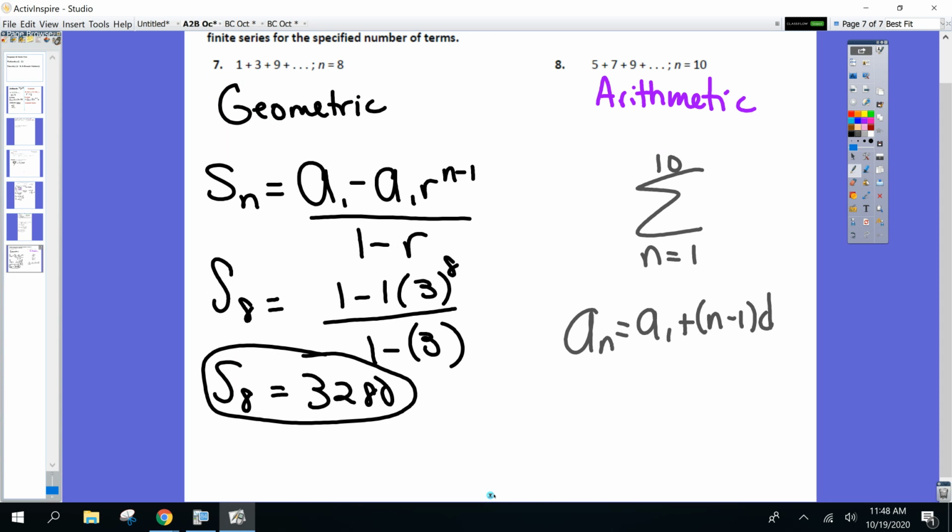What are you plugging in for n? No, don't say it. Nothing, just n. Remember, if you're going to write the formula for the nth term, n stays n. If you're going to plug in 8, all you're doing is finding the 8th term for me. I just need a formula. A1 was what? 5. What do you plug in for this n? Good, n minus 1. What's your d value? 2. Going up by 2s, yep.